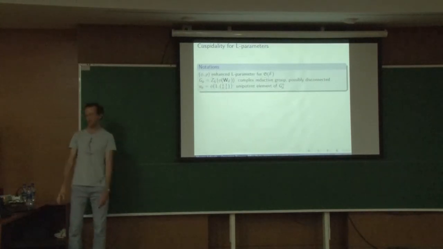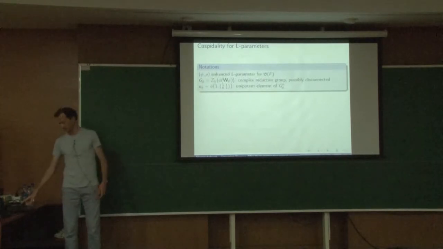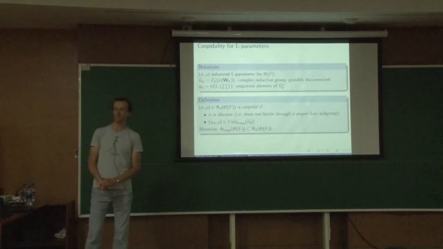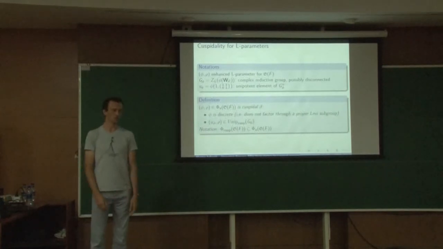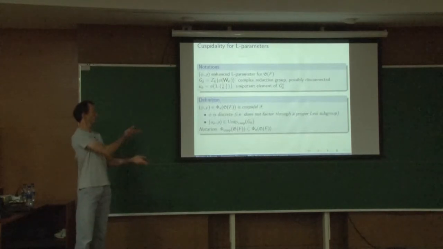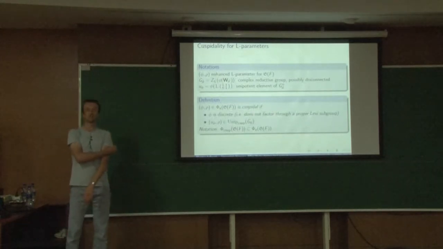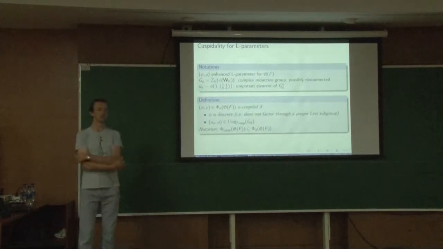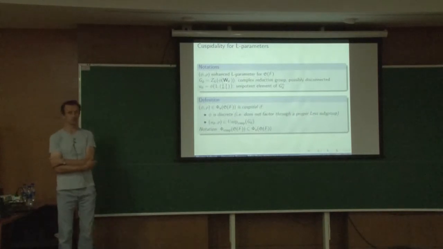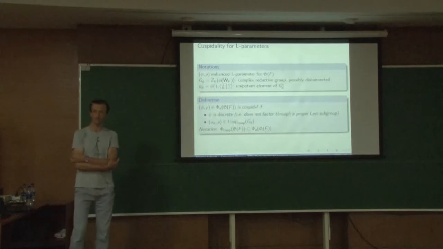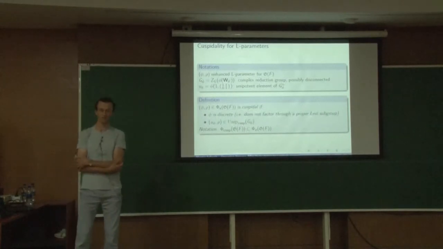So let me start with defining cuspidality. That's why I brought this up. And the cuspidality of a Langlands parameter is defined in terms of cuspidality of a unipotent pair. But not in the group G that we started with. We first replace G by the centralizer of the image of the Weil group. That's another complex reductive group, but again, it need not be connected, even if G is connected in this setting.